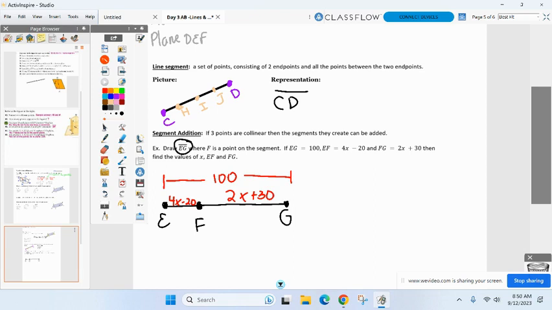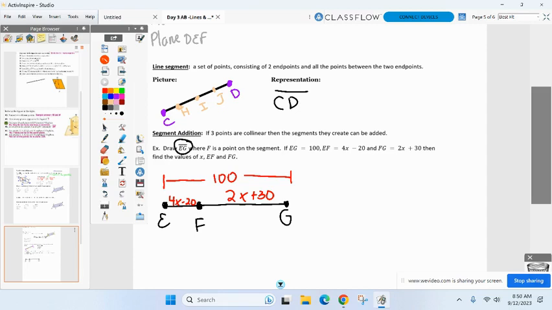Usually in here you have one job, but in this problem you have 3 jobs. I need to know the value of x, how long is EF. Now, don't tell me it's 4x minus 20. No, I want a number, please. Like 15, 18, 20. I want an actual length, please. And then the same thing for FG. How long is FG?